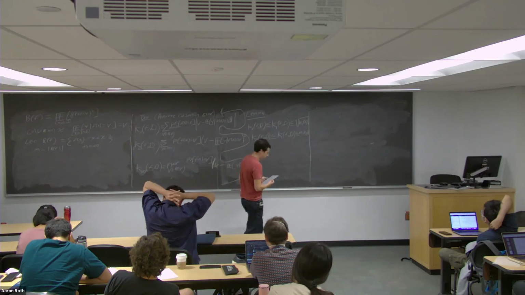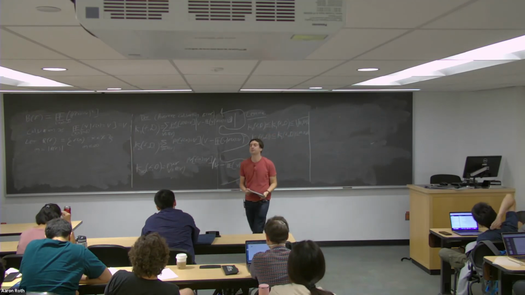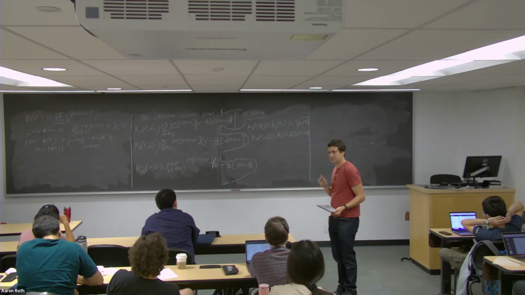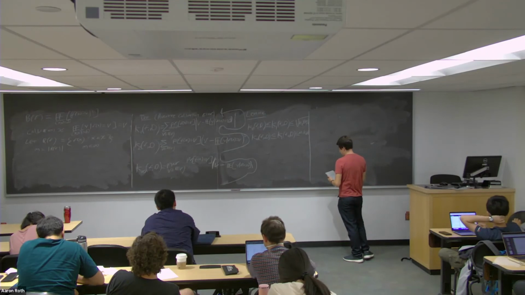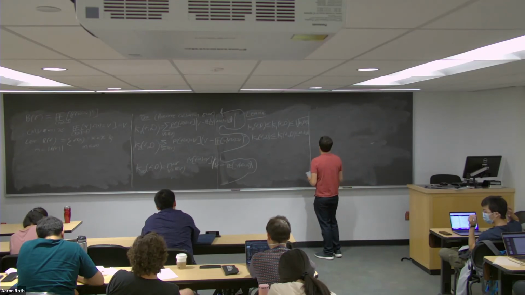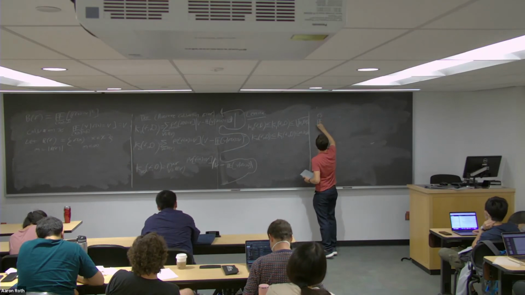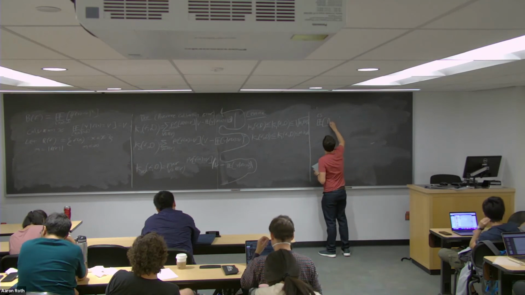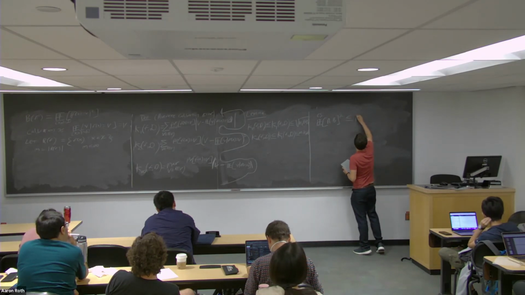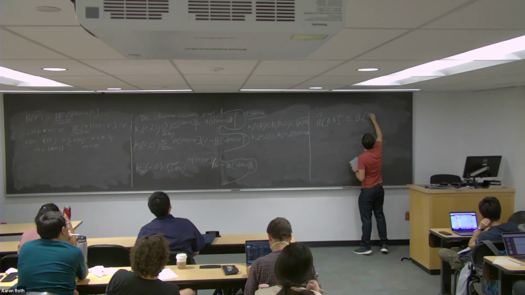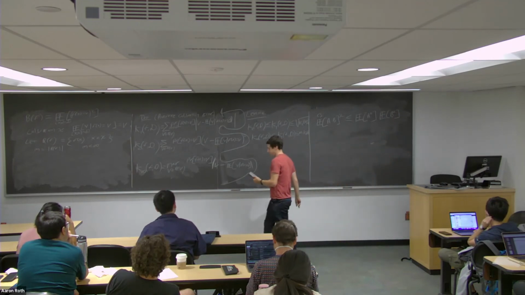Maybe the only one worth working out on the board is the fact that the L1 calibration error is less than the square root of the L2 calibration error. That follows from the Cauchy-Schwarz inequality, which says that if I have two random variables, A and B, the expectation of A times B, squared, is at most the expectation of A squared times the expectation of B squared.